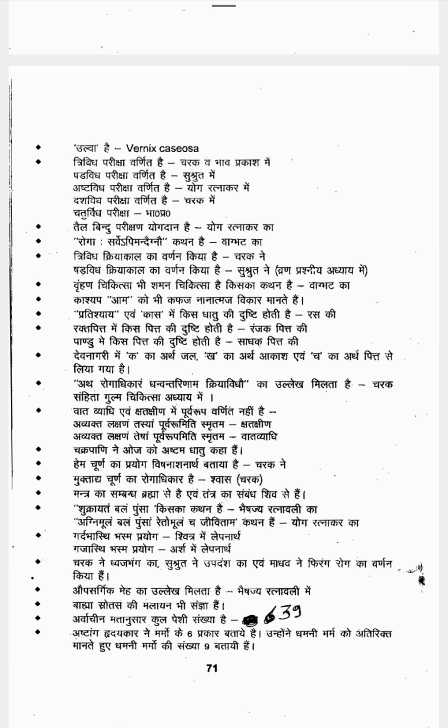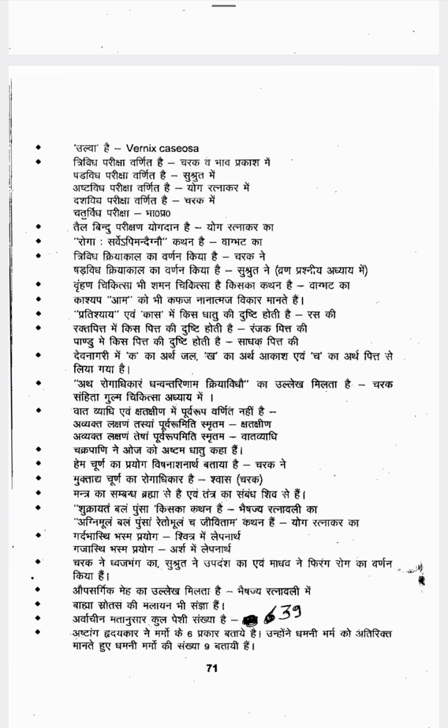Then Aupasargika Meha is there, that is mentioned by Bhaishajya Ratnavali. Then Bahya Srotas, it is also known as Malayana. In Bahya Srotas, Mala used to get deposited, no? So that's why it is also known as Malayana. Then according to the modern view, Kula Peshi Sankhya, the number of Peshi in modern medicine is 639.